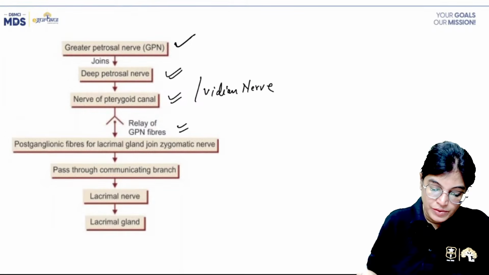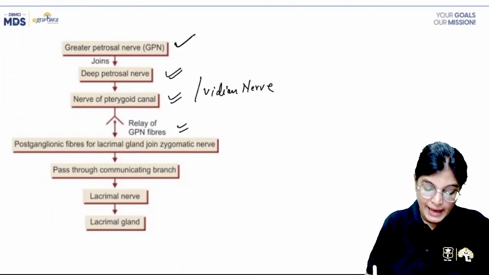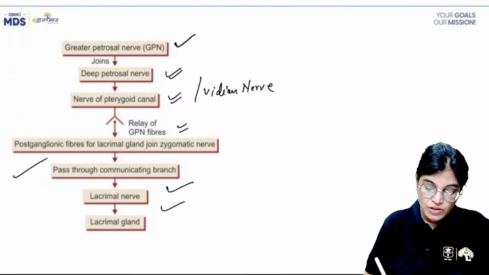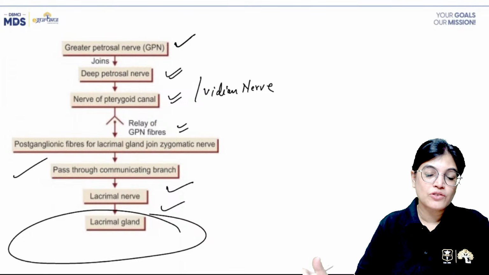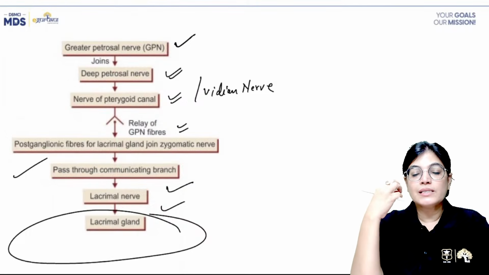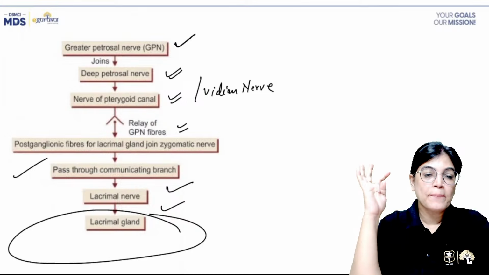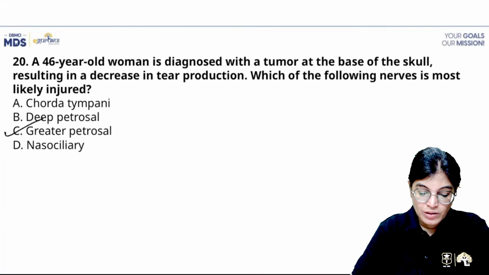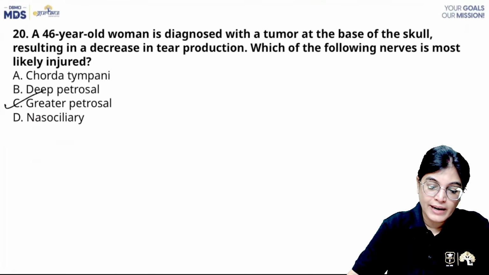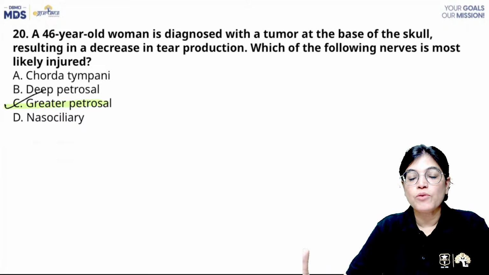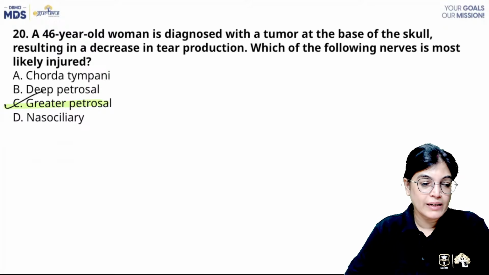After that, these fibers will relay in the pterygopalatine ganglion. Postganglionic fibers will join the zygomatic nerve through the communicating branch, and through the lacrimal nerve will give innervation to which structure? The lacrimal gland. So this is a simple flow chart showing you how the secretion from the lacrimal gland takes place. So here we found that the greater petrosal nerve is mainly involved. And if we talk about the right answer, we will definitely go with C. The greater petrosal nerve gives the secretion which is important for tear production from the lacrimal gland.